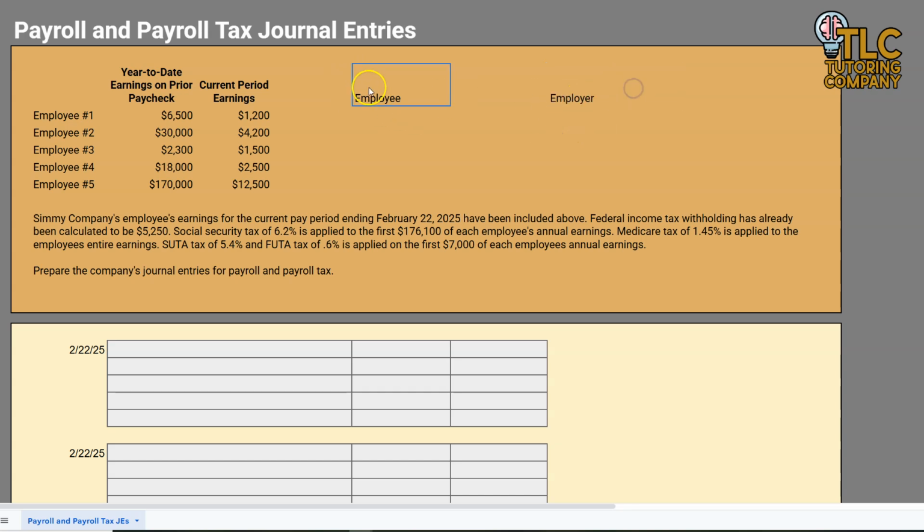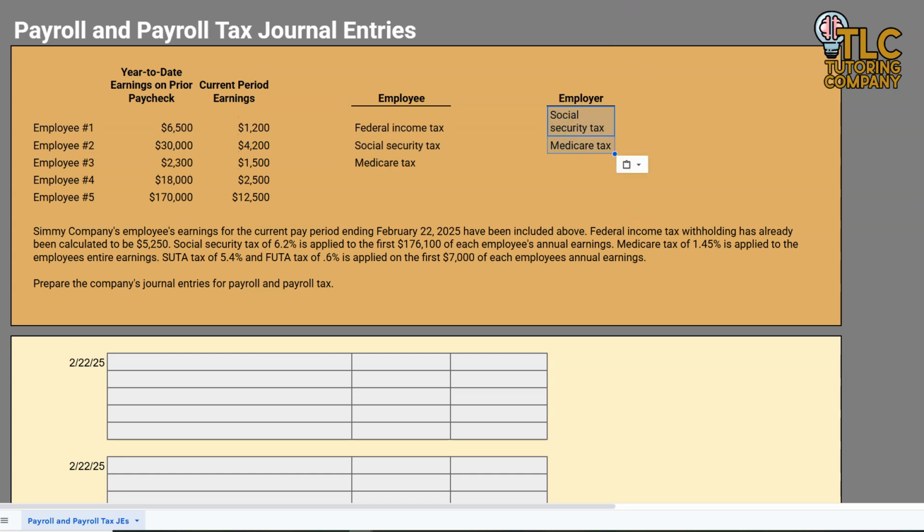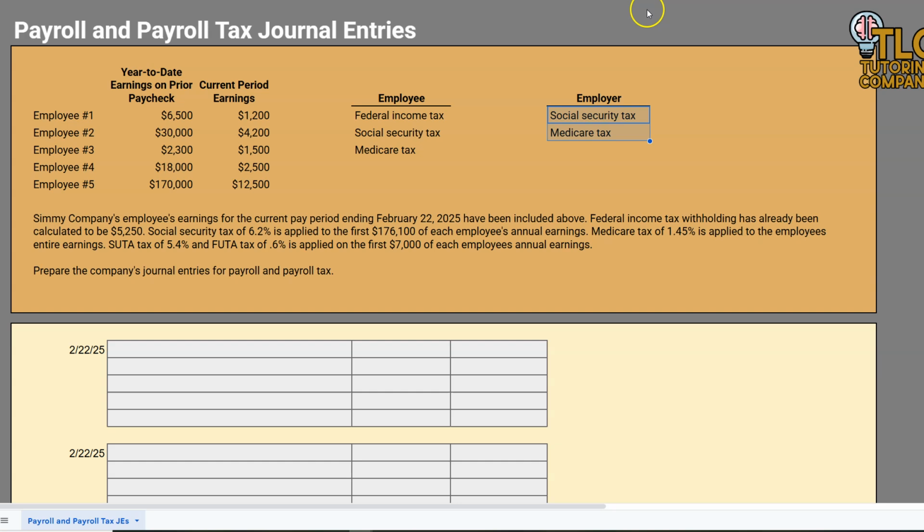So for each of these, let's just do a quick review on what taxes the employer and the employee are responsible for paying. So the employee is responsible for paying federal income tax. They are responsible for paying Social Security and Medicare tax. Now, keep in mind when we're talking about Social Security tax and Medicare tax, these are also referred to as FICA taxes. Now, the employer is responsible for matching Social Security and Medicare, and they are also responsible for paying unemployment tax. So that would be state unemployment tax and federal unemployment tax.